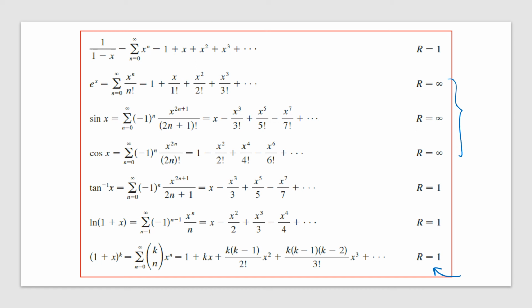Good. Also, there are certain other connections as well. So let's look at those connections next. What are those connections?